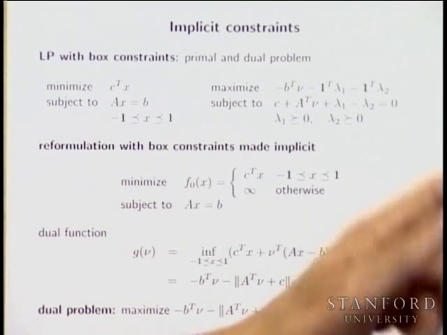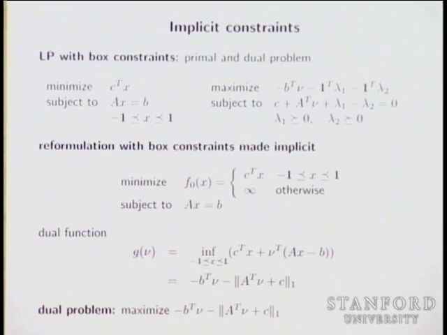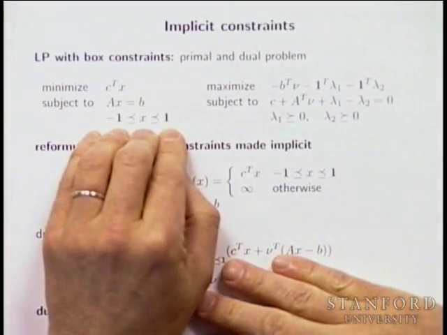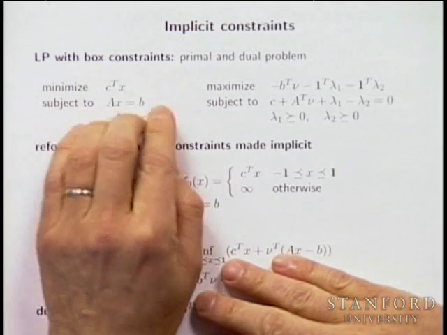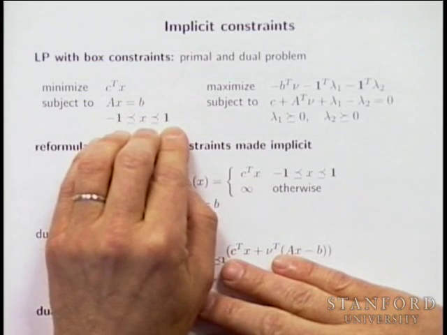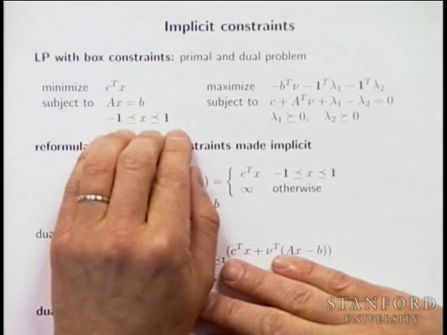In one case, it's in the domain of the objective. For that matter, you could sneak it into the domain of one of the constraint functions or whatever. Or you can just have a domain of the problem, but that doesn't matter. So let's see how that works. So here's a problem, which says minimize a linear function subject to equality constraints and a box constraint on x. Okay? That's obviously an LP here.